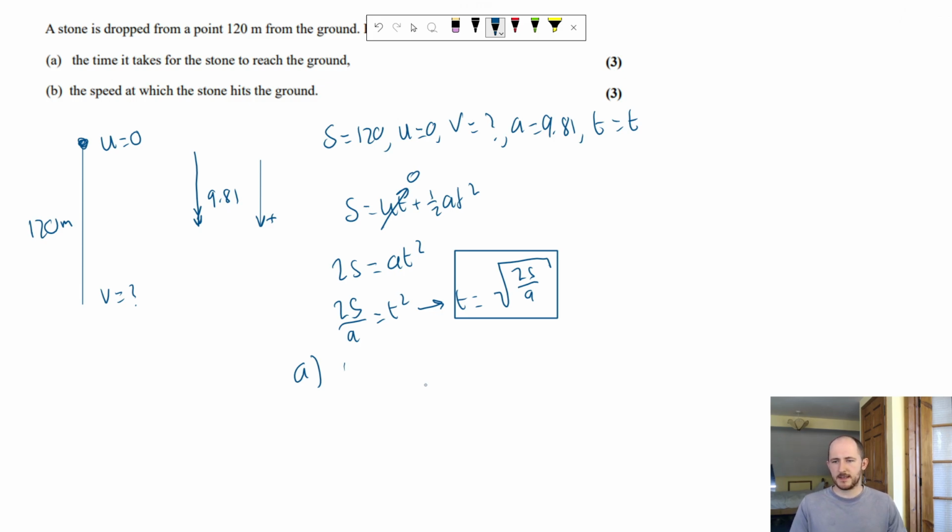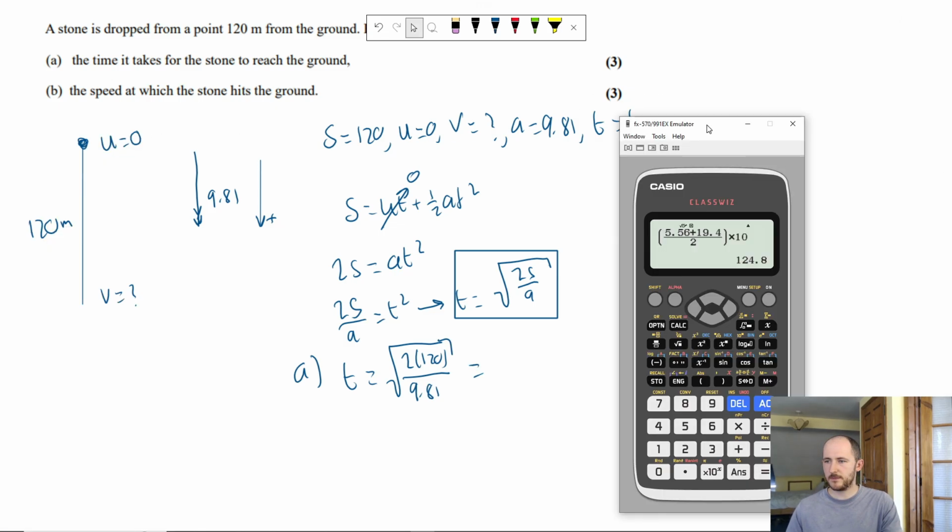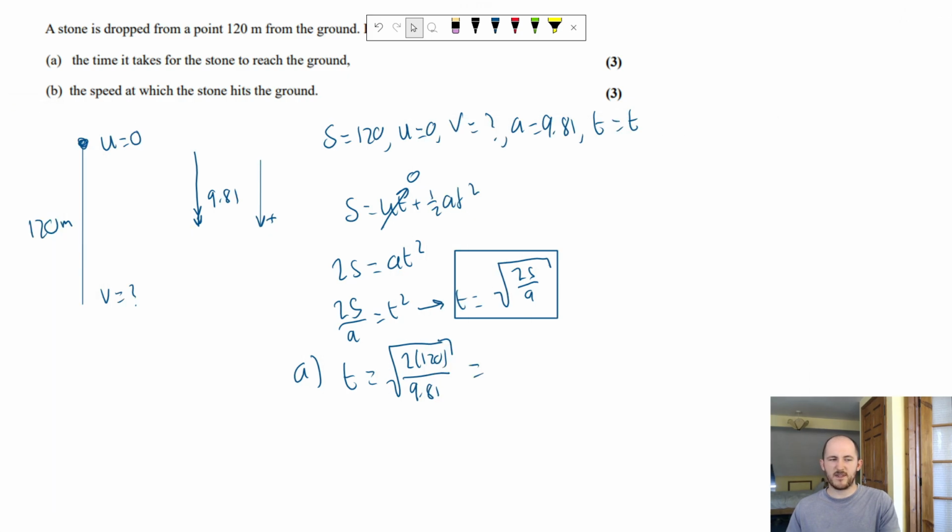So, t is equal to the square root of 2 times 120 over 9.81. That's why I love these questions. So let's pull up our calculator once more. Square root and 2 times 120 over 9.81. That's good. 4.95, let's call it.